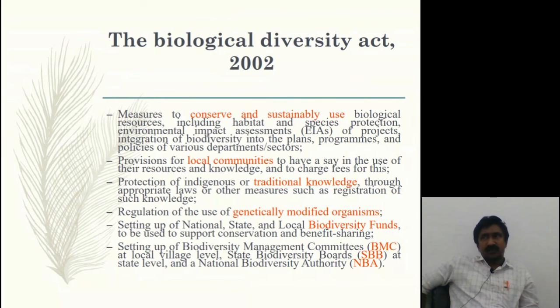Then setting up of biodiversity management committees, BMC, at local or village level, state biodiversity board at the state level, and national biodiversity authority at national level. All these types of authorities exist as a part of the Biological Diversity Act of 2002.